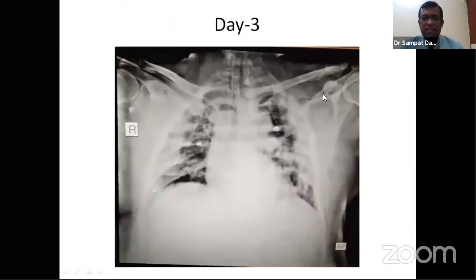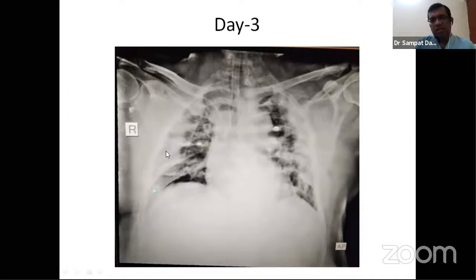So this was on day 3. You can see the shadow is actually still the same, and this increase in the lucency of it is maybe because of the PEEP which I was using. I started with a PEEP of 12 and later came down. So this increase in lucency could be this, but this peripheral shadow is still the same.